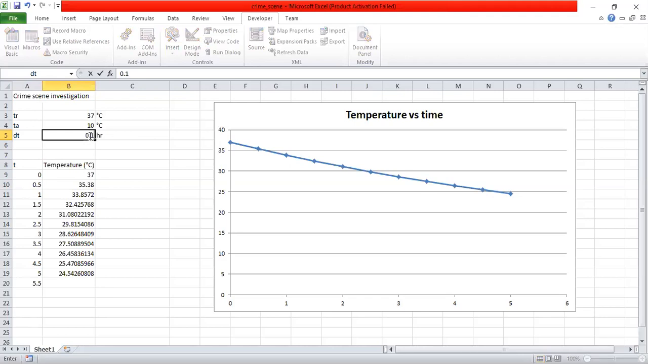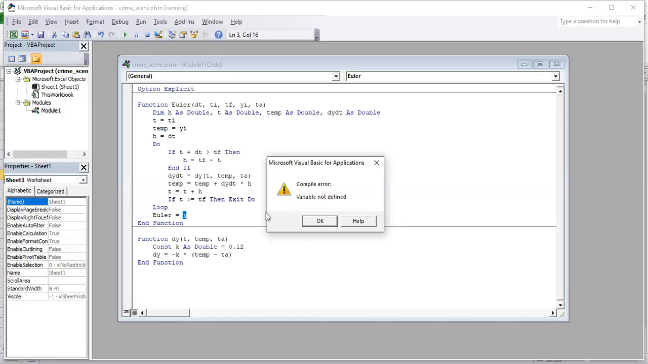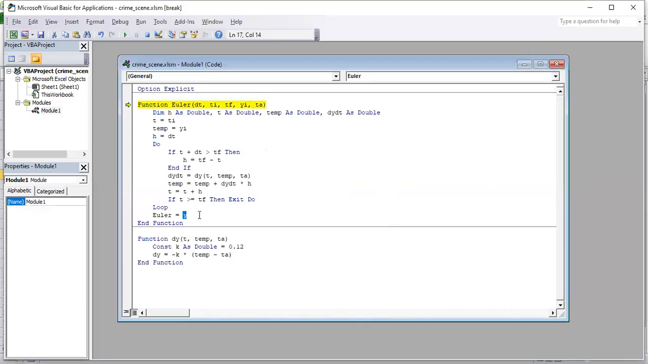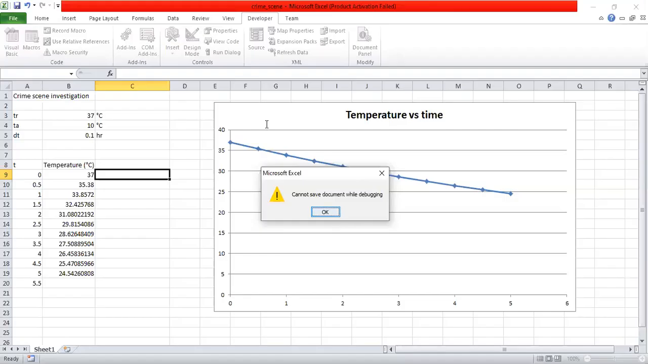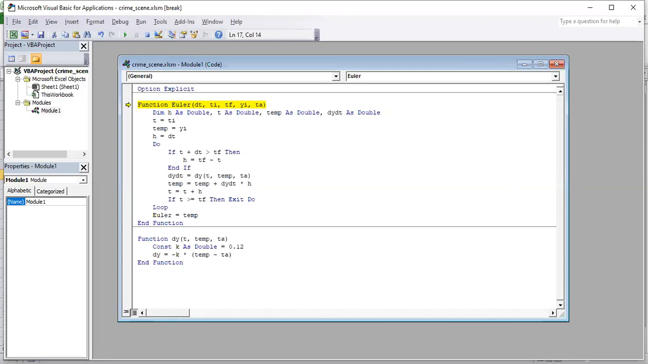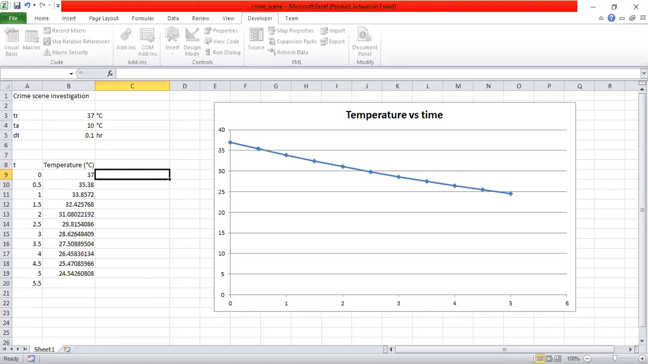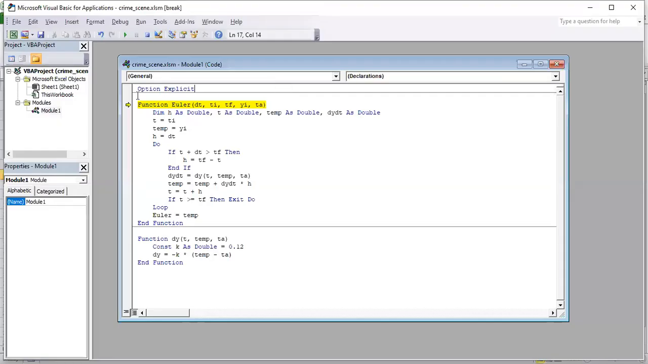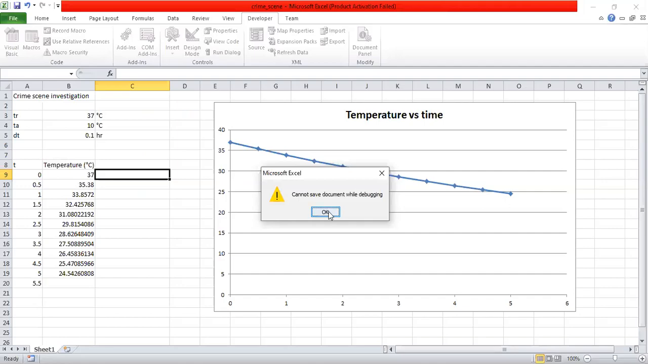So if I change the step size to 0.1, okay, it's giving me an error. The reason why it's giving me an error is because I changed it from Y to temp, and I didn't change this. Remember I told you that anytime you're changing the variable, you have to change it across every place. So the change of variable has to be across everything.